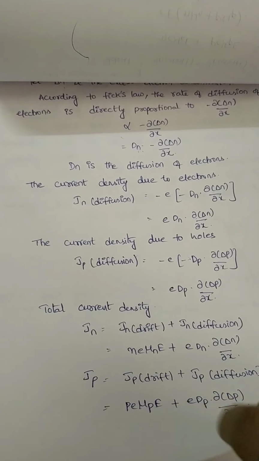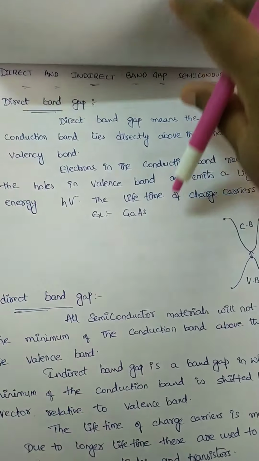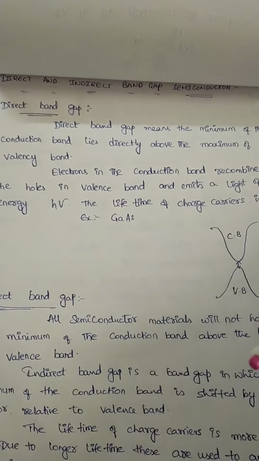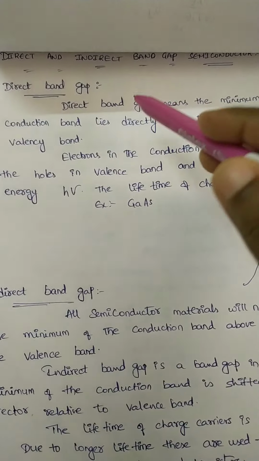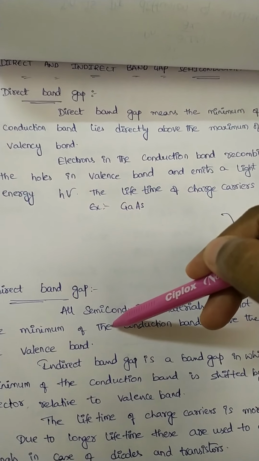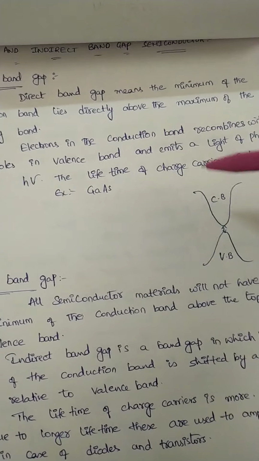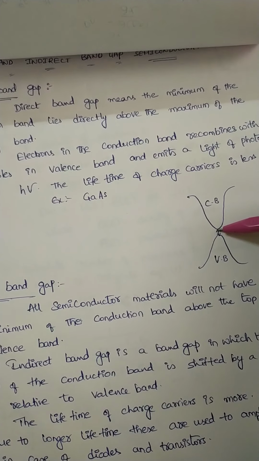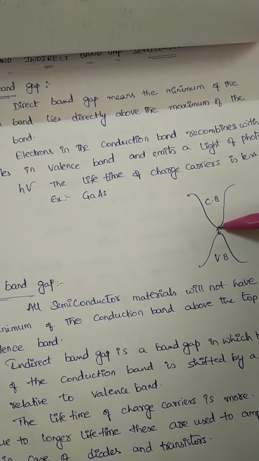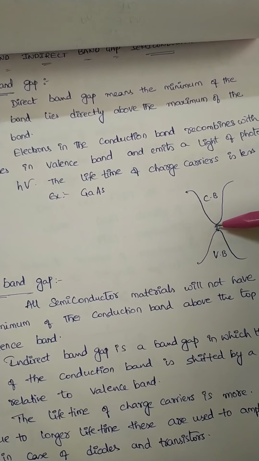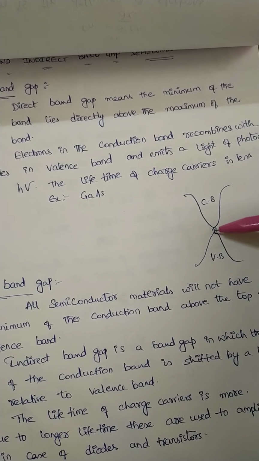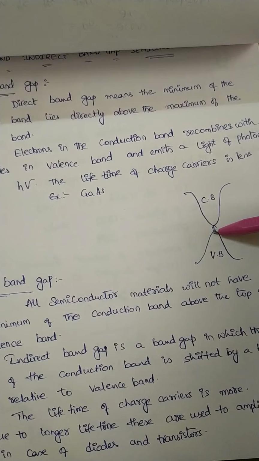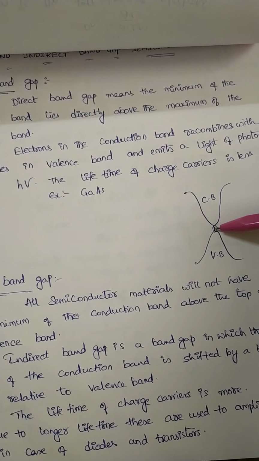The next concept is direct and indirect band gap semiconductors. This is also important for the 2 marks question. So what is meant by direct band gap and what is meant by indirect band gap? In the case of the direct band gap, the minimum of the conduction band lies directly above the top of the valence band, in a straight manner. The minimum of the conduction band lies directly above the maximum of the valence band.